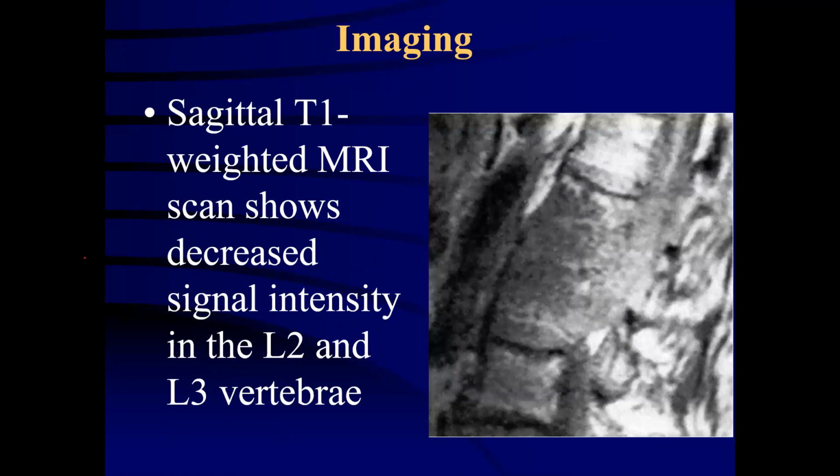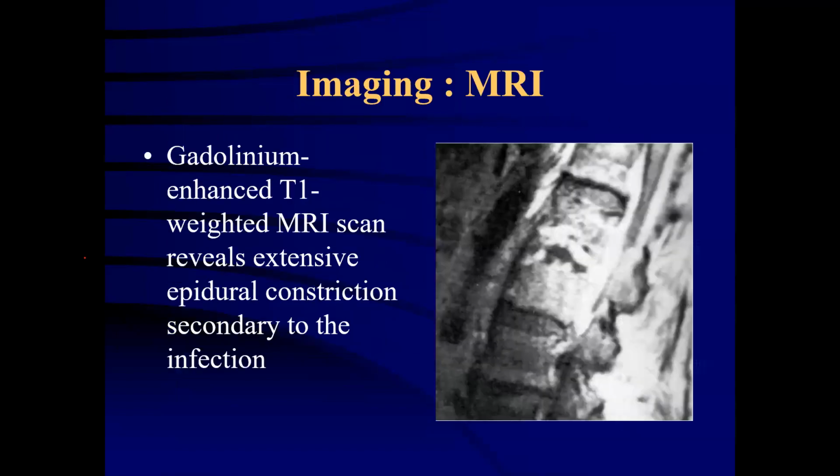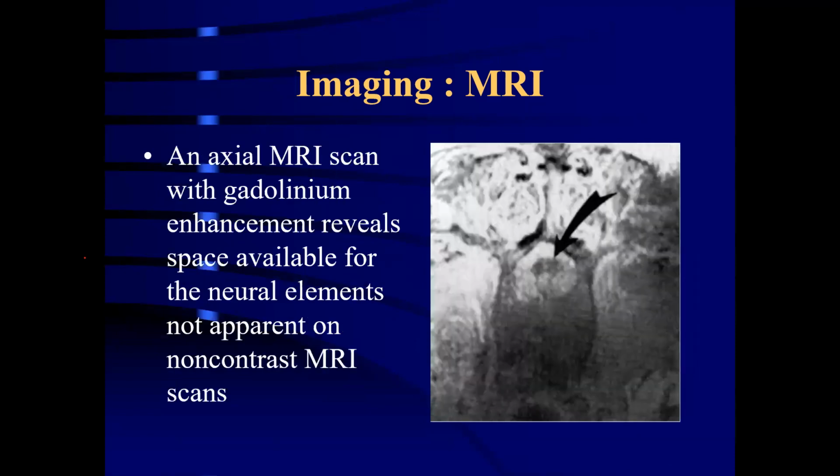This is an MRI, a sagittal T1 weighted MRI scan showing decreased signal intensity in the L2 and L3 vertebrae. This is a T2 weighted scan, where the increased signal intensity is shown at L2-3. This is a gadolinium enhanced T1 weighted MRI scan, which shows the increase. So, in other words, we are using the same imaging we use in all cases of septic arthritis and osteomyelitis.